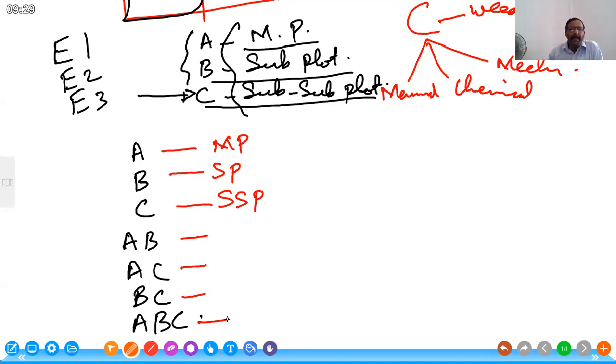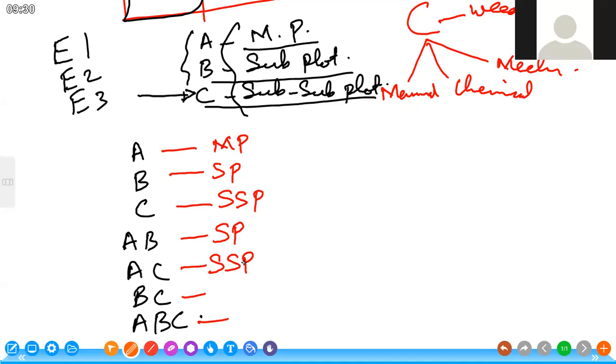Right, now tell me, what about AB? That should be subplot. Okay. What about AC, BC also? AC is subplot. Okay. What about BC? BC also subplot. ABC? That is subplot.